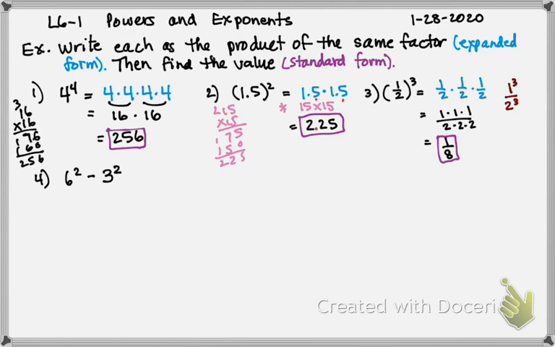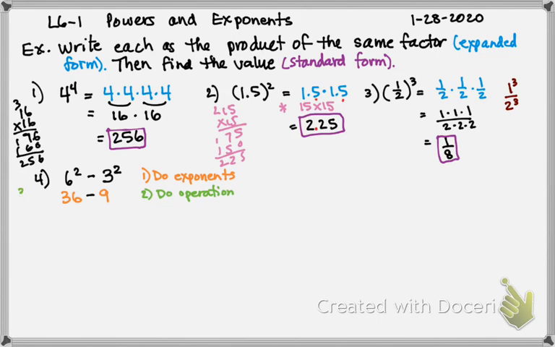In my steps, the first thing I'm going to do is the exponents. So I'm going to figure out what 6 squared is, and 6 times 6 is 36. So I get 36 minus 3 squared, and 3 times 3 is 9. Okay, so that's my first step. My second step is to do the operation. So 36 take away 9.